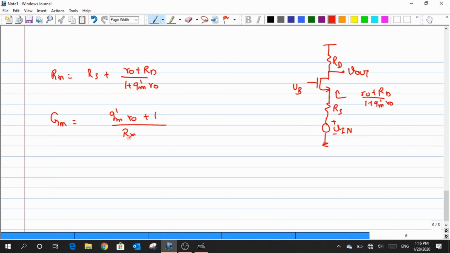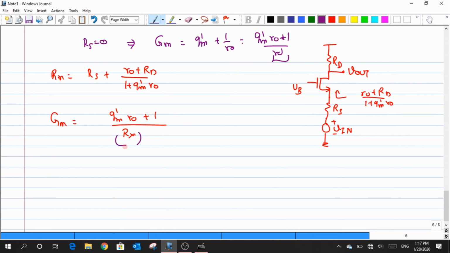If you compare the same value where Rs is equal to 0, we had this Gm defined as gm prime plus 1 by r0. That was the expression that we had, which can also be written as gm prime r0 plus 1 divided by r0. So right now only this bottom part r0 is being replaced with Rx.